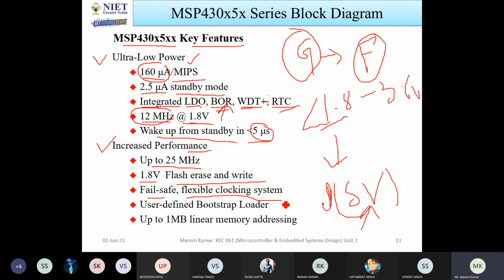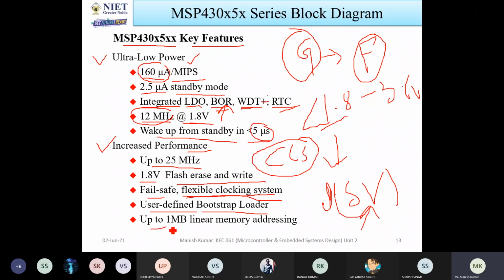Fail-safe flexible clocking system. With the help of RTC, you can tell that it is an available flexible clocking system. But fail-safe means if the supply voltage is less than 1.8 volt, then it will be automatically switched off. It will automatically go into the standby mode like that. It also has a user-defined bootstrap loader. So with the help of the bootstrap loader, you are going to configure this particular microcontroller with the software. Like we are going to use the CCS software when you write the program for this microcontroller. That is called Code Composer Studio.